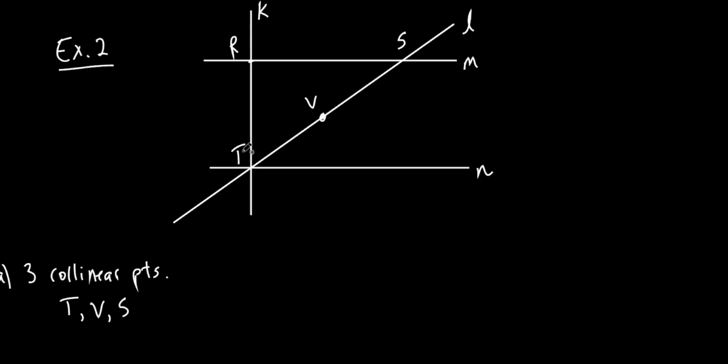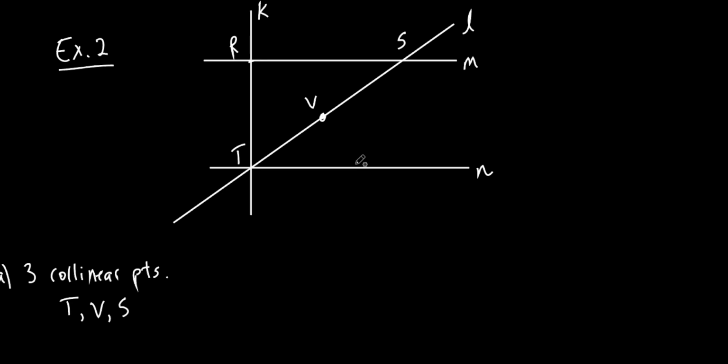But what you were saying, like a set, there's only one set of 3 collinear points. It's TVS. Do you have to put it in that order? No, you could go V, T, and S, or V, S, T. It doesn't make any difference. But these are your only 3. You want to see 3 points that all lie on the same line.